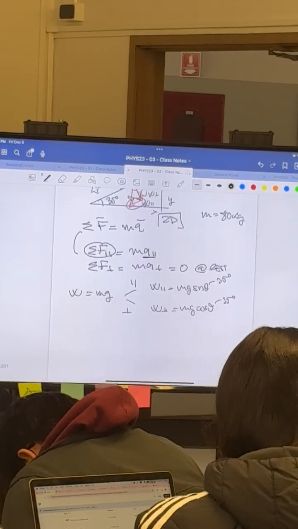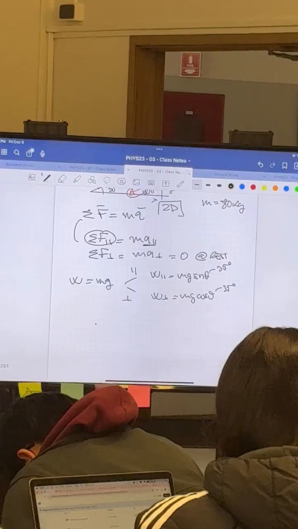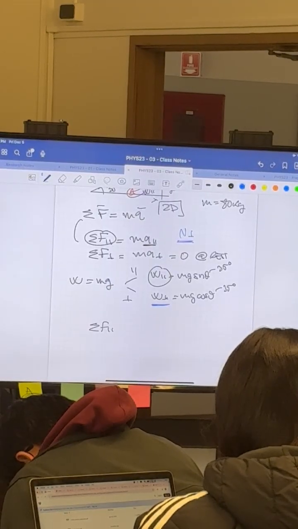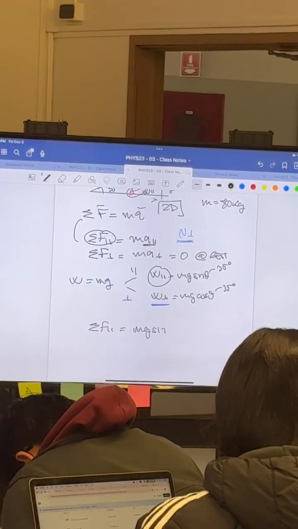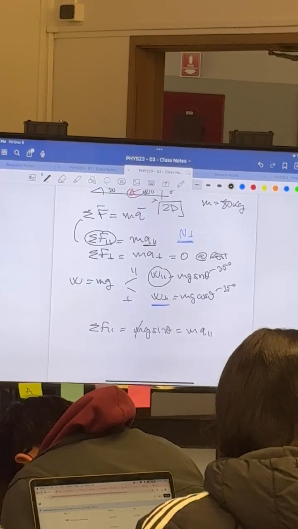Then, in this one, the answer is the sum of the forces along the parallel direction is just this one, because the normal is perpendicular, right? The normal only has a perpendicular direction, and then this is the perpendicular component of the weight. So along the parallel direction, it's just the weight. It's just the weight that pushes you down the slope. So this is going to be mass times gravity times sine theta equals the mass of the object times the acceleration, and then you solve for that.